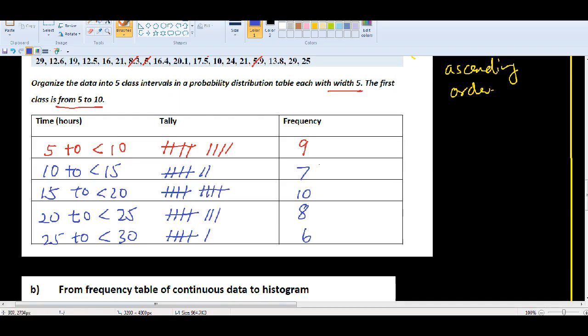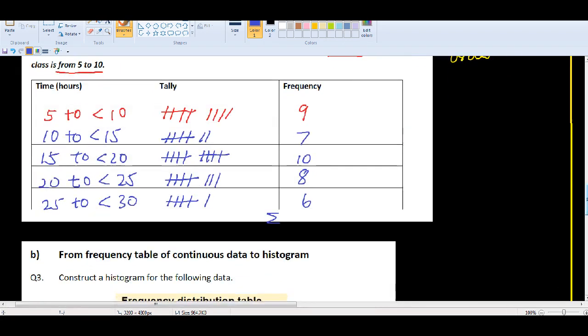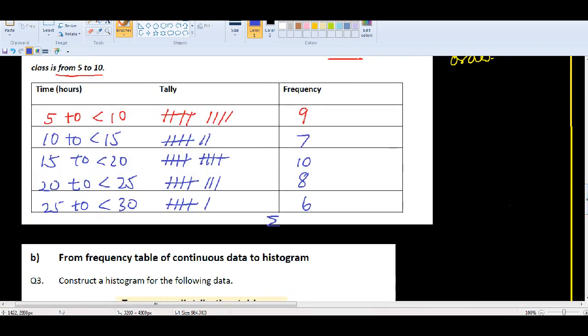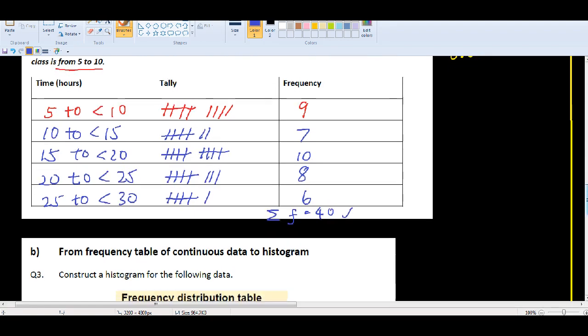Okay, so here's the table. Check your answer, right? So always check whether you should have 40 totally. There are 40 data, right? Okay, 9 plus 7, 16, 26, 34. Okay, so that's 40. Okay, so that's correct. All right, so that would be the table.